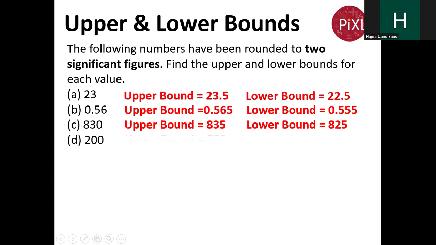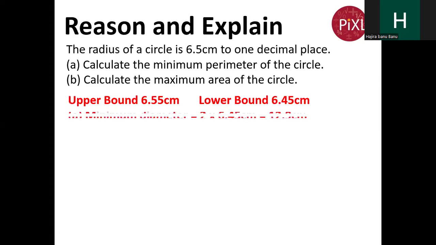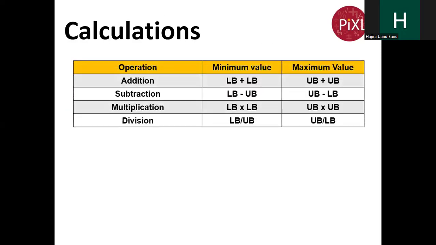Then if I quickly go from here, how to calculate, because there is no time for that. Now you see, when you are calculating minimum value of a sum, you should add two lower bounds. When you are calculating maximum value, you should add two upper bounds. When you are calculating minimum value in subtraction, you should do lower bound minus upper bound. When you want to calculate maximum value, you should do UB minus LB, that is upper bound minus lower bound. Multiplication, minimum value, lower bound times lower bound.